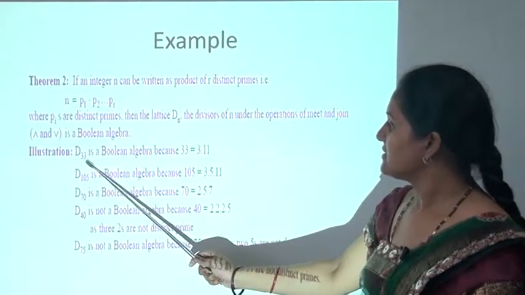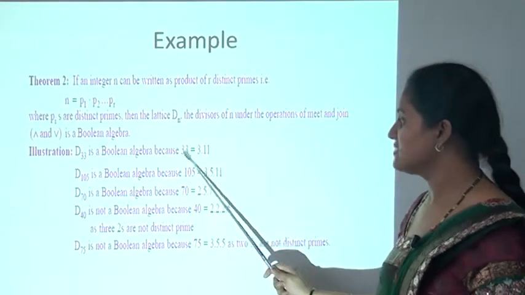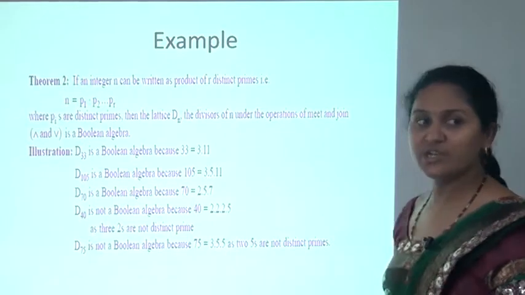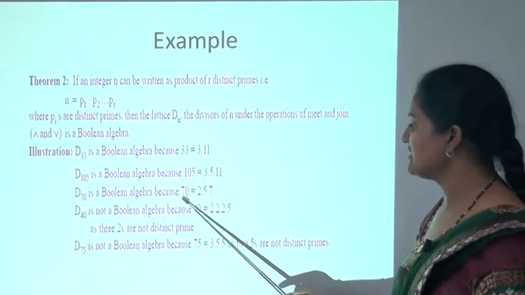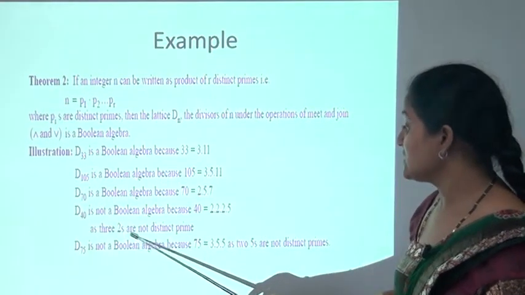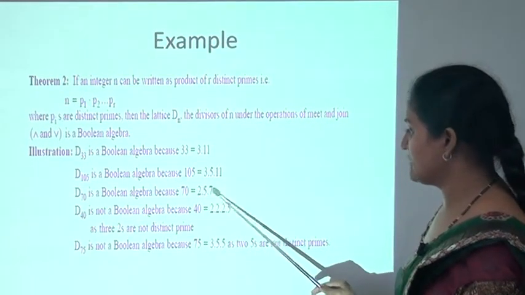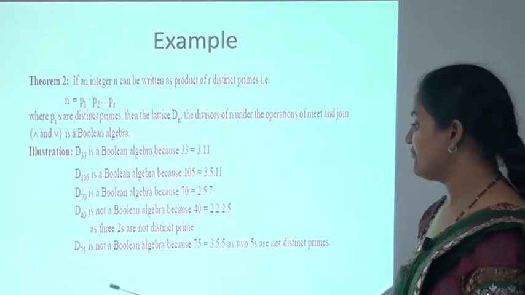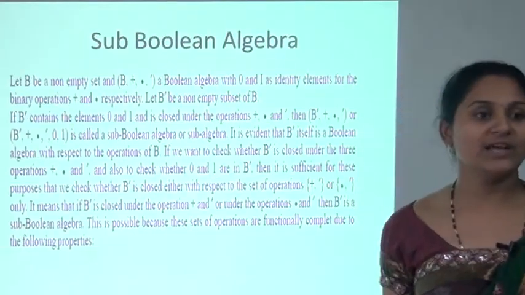Here, D33 is a Boolean algebra because 33 is equal to 3 times 11, and these two are prime numbers. D105 is also a Boolean algebra because 105 equals 3 into 5 into 11, and these are all prime numbers. Similarly for 70, that is 2, 5, 7. For 40, it is 2, 2, 2, 5, and the 2's are not distinct here. For 40, three 2's are there. Here 2, 5, 7 are all distinct, but here they are not distinct. So D40 is not a Boolean algebra. Similarly for D75, 3, 5, 5, 5 is not distinct. So D75 is not a Boolean algebra.